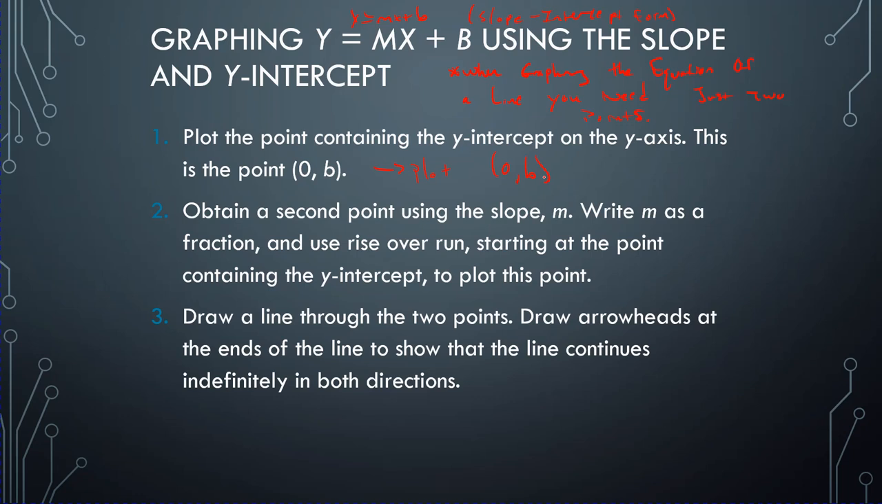This part is a little bit confusing as I say the words, but after you see the first example, it's actually very, very straightforward. Then you're going to obtain a second point using the slope, m. You write m as a fraction and use rise over run, starting at the point containing the y-intercept, to plot this point. As soon as you see an example, this will make sense.